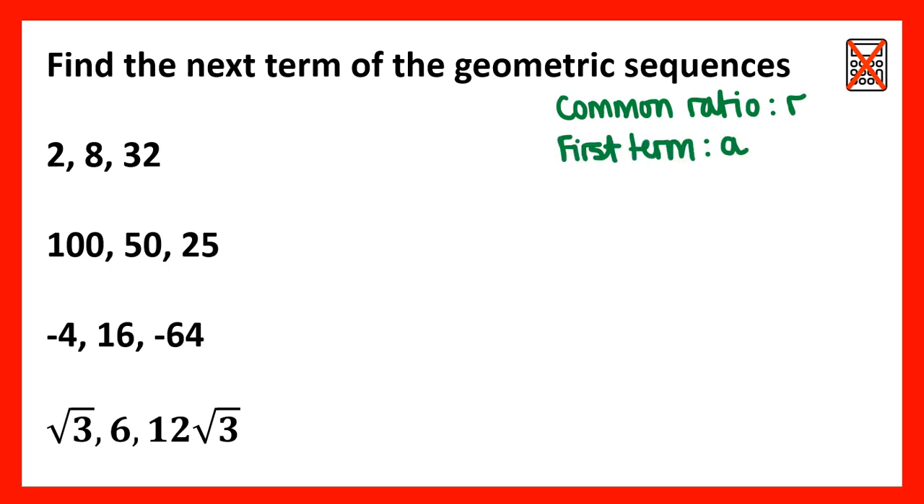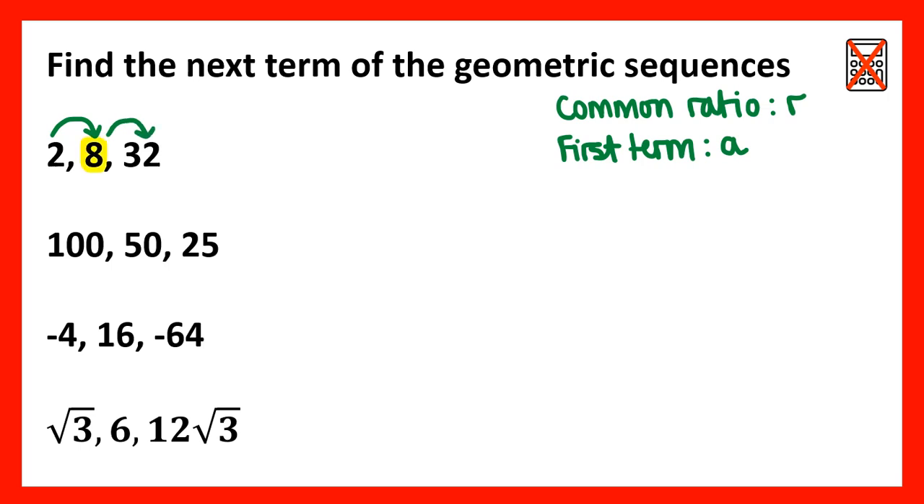And we use the letter A to denote the first term of the sequence. The use of these will be more helpful for the intermediate and advanced questions. For the beginner questions, we just need to find the next term of the geometric sequences, and we can do this by finding the term-to-term rule, which in this case would be identifying the common ratio, so what we're multiplying by to get from one term to the next.